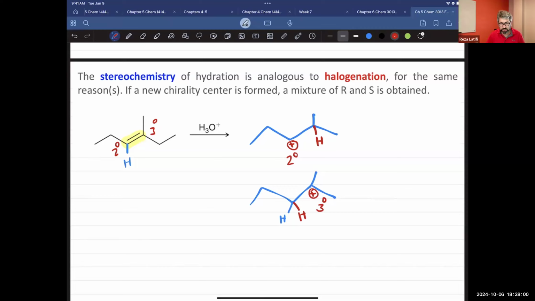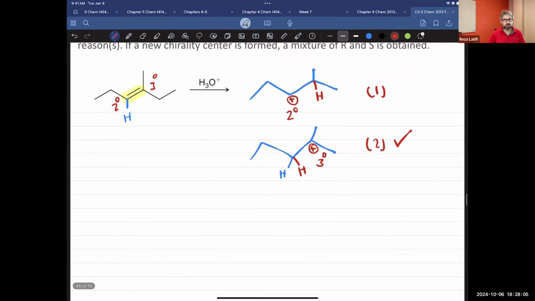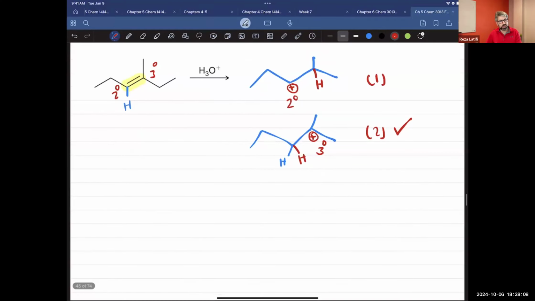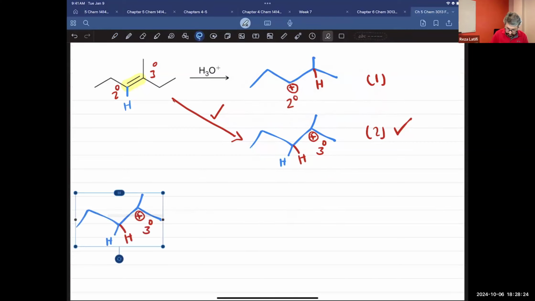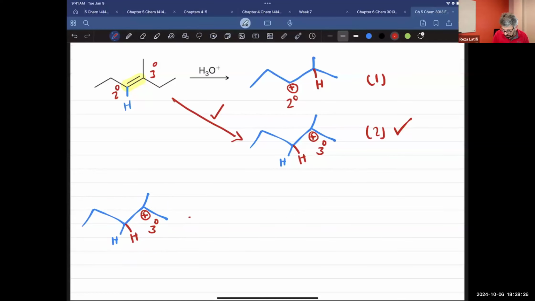So which one is more stable? Okay, the second one is more stable. So I'm going to add H to the secondary carbon in order to get a tertiary carbocation. Okay, this one will be the favored one. And after that, this intermediate will be involved in a nucleophilic attack. So next step, I have water. And water with two lone pairs will attack this carbon. The addition can happen from the top or bottom.